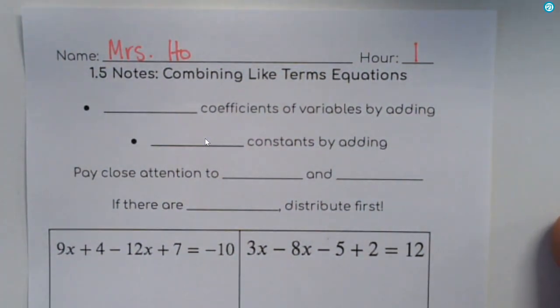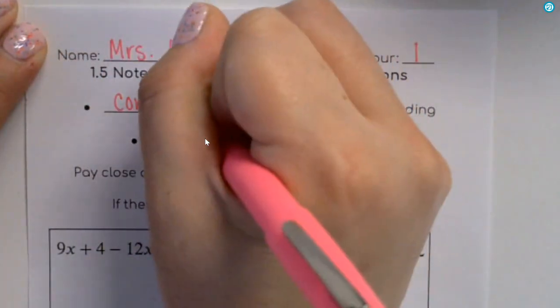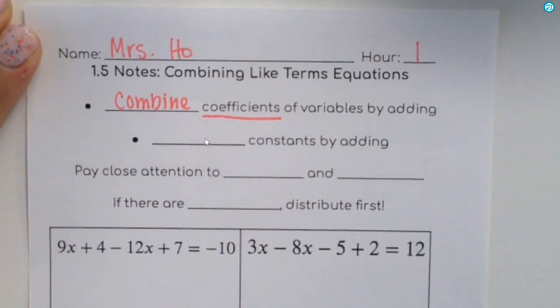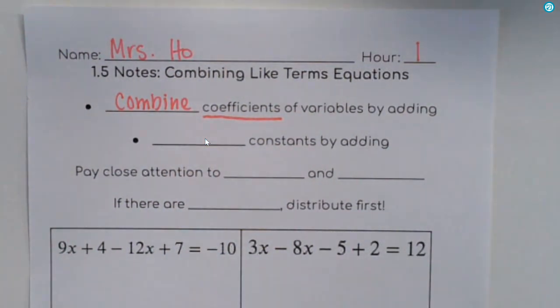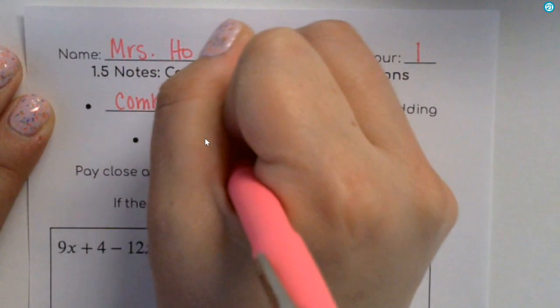Okay, when we are solving equations, the first thing that we are going to want to do, if we have more than one term with an x on it, or more than one term that is just a number by itself, is combine them. So we are going to combine the coefficients of our variables by adding. Coefficients are the numbers in front of x. When we combine those together, we just add them together. We are also going to combine our constants. Constants are numbers without variables.